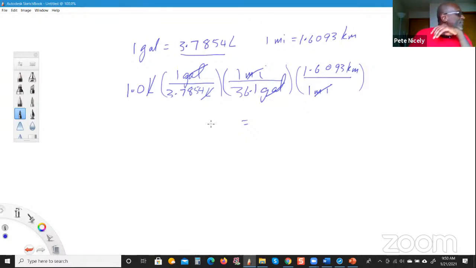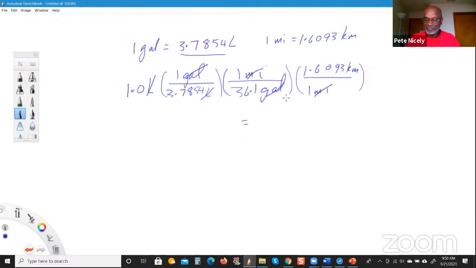Let me see something here. I'm checking to make sure that I'm using the right numbers. 1 mile is equal to 1.6093 kilometers, and 1 gallon is equal to 3.7854 liters. And the question says that you're given 1 liter and you're asked to figure out the mileage. So 1.0 divided by gallons.